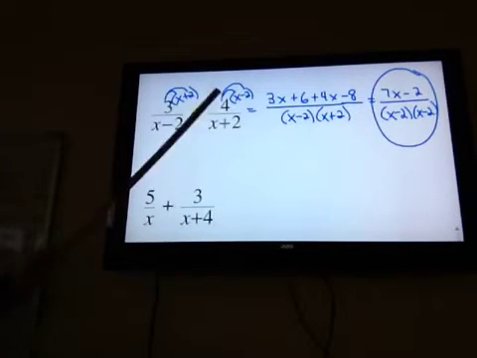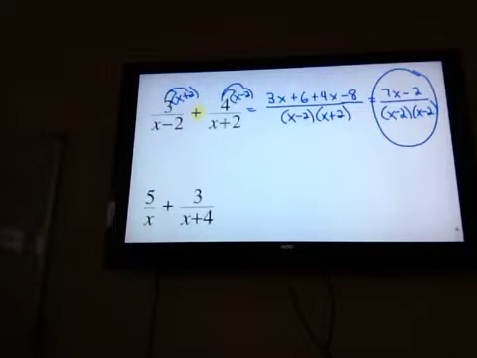You can't cancel anything right here. You can't do any reducing. Reducing is going to be in the very, very, very last step.